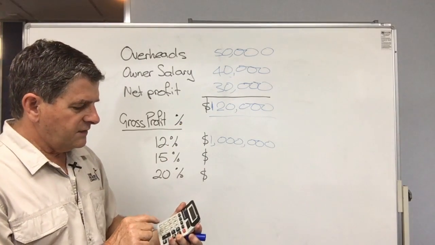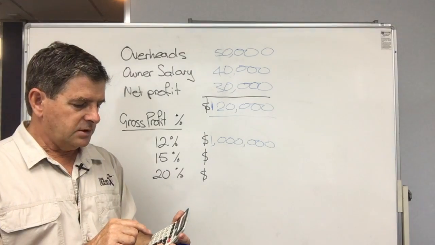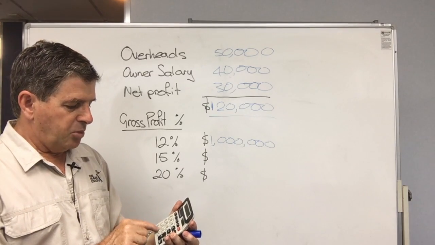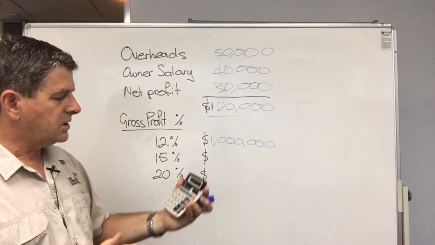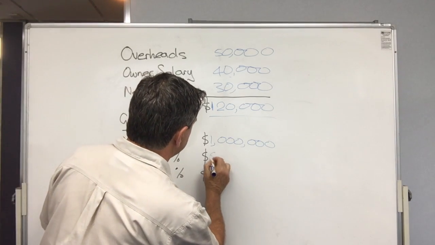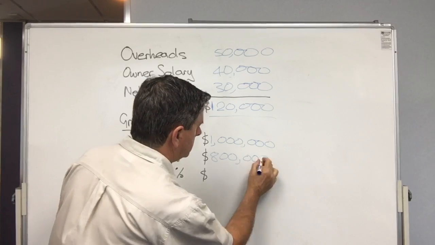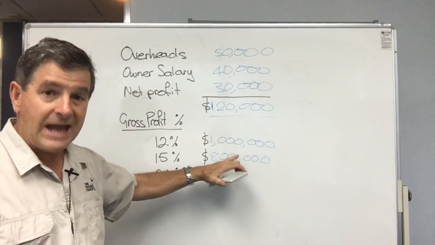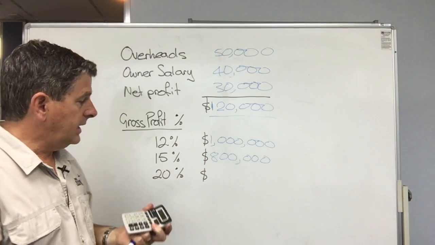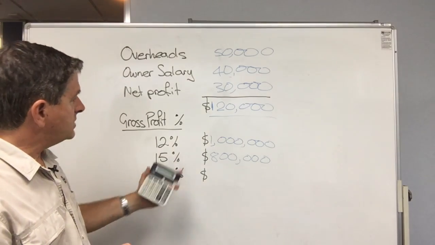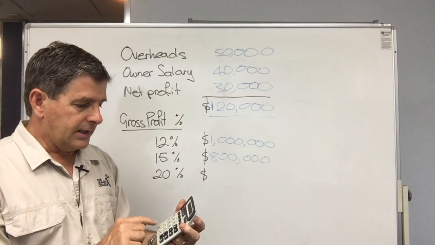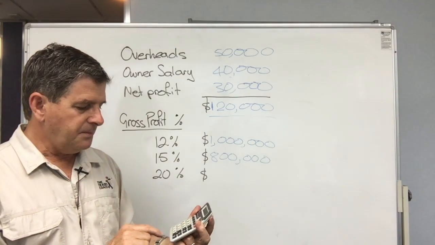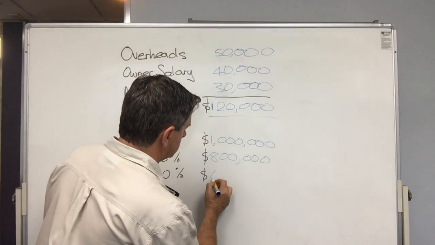Okay, so if you're achieving 15% gross profit, so we start again with $120,000 divided by 0.15 this time. So that's 800,000. Okay, so at a 15% gross profit, you need to secure $800,000 worth of work per year in order to make the whole thing kind of work. Okay, last one here, $120,000 again, divided by 20% or 0.2 this time, is 600,000.